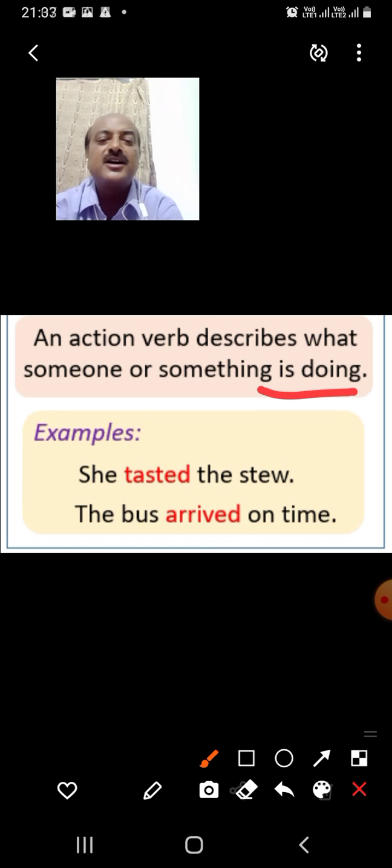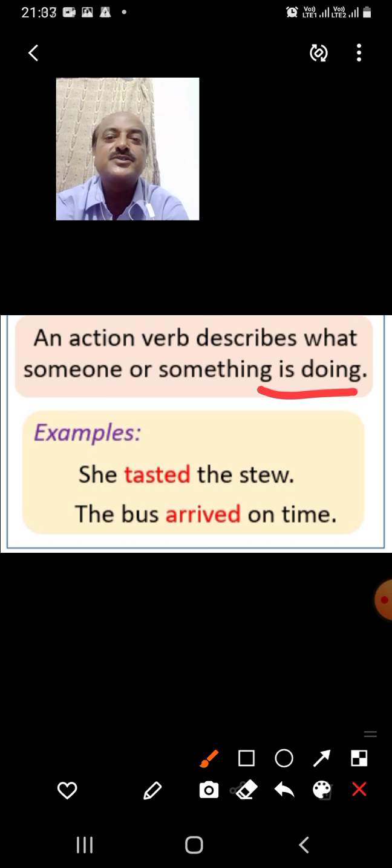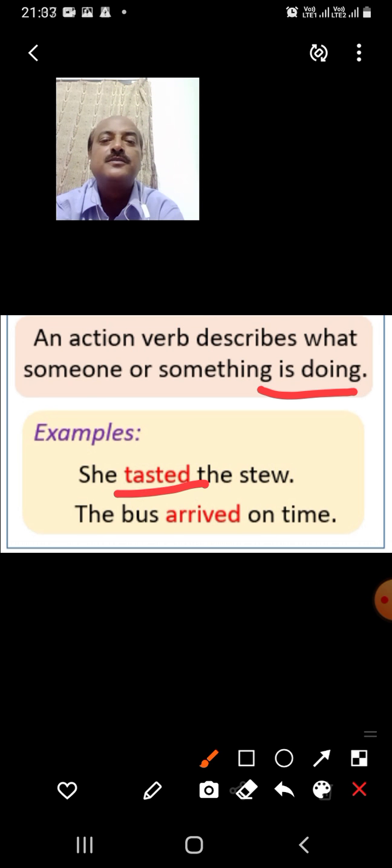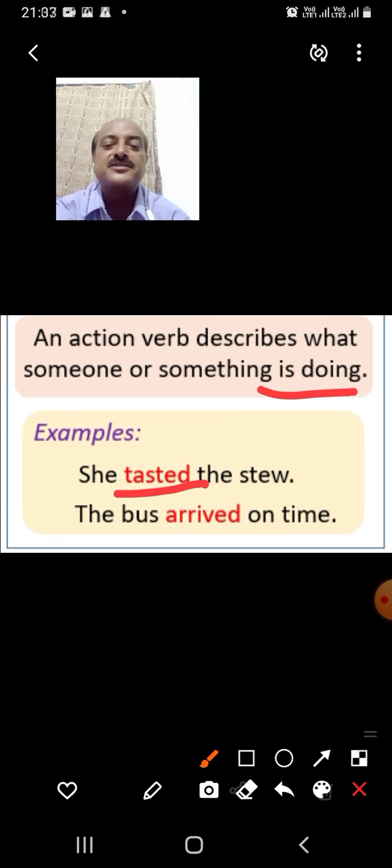She tasted the stew. Now here she is doing some action. What is she doing? She is tasting the stew. So tasted, that means she is eating something. So that is an action being done by this girl.